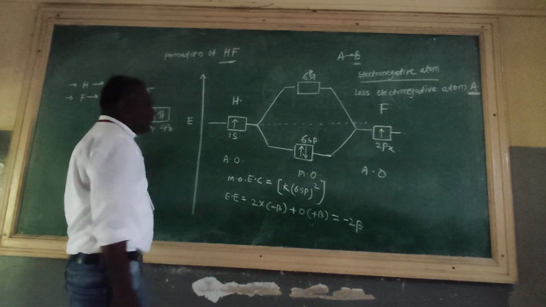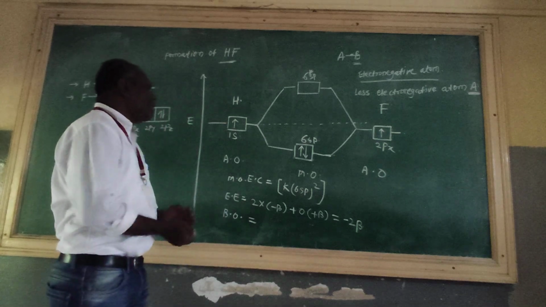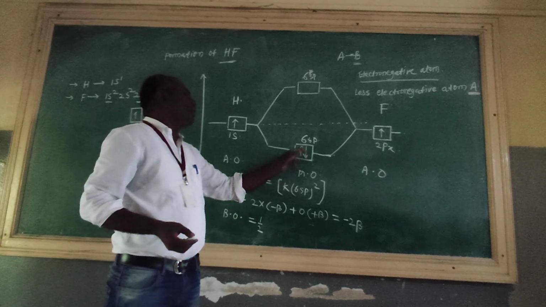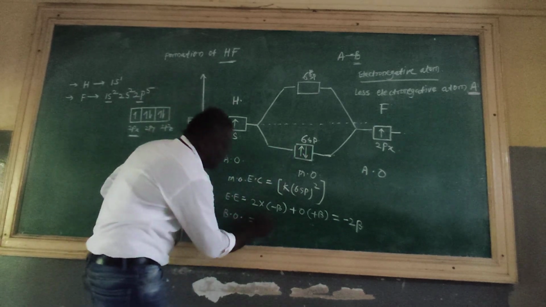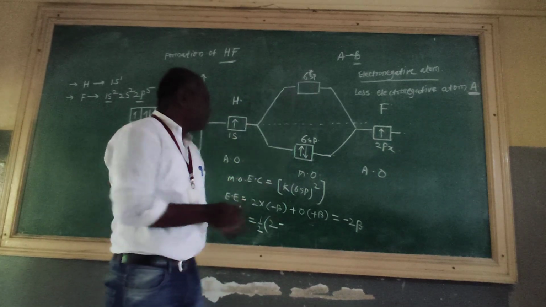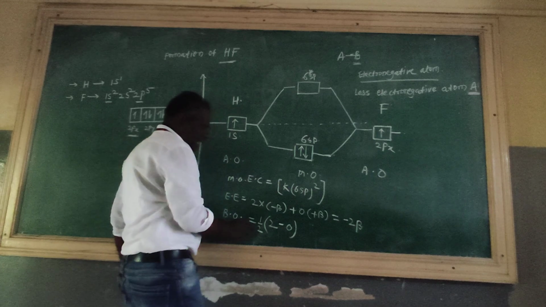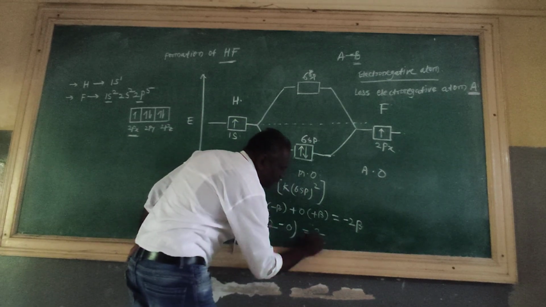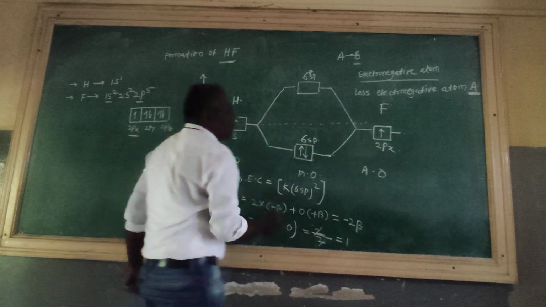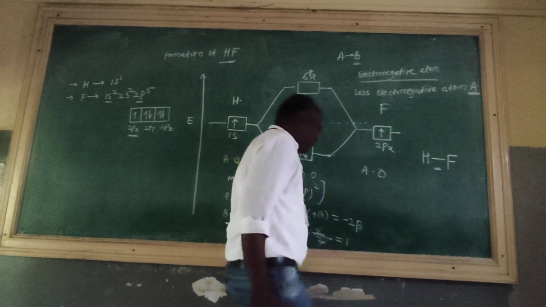Next one is the bond order. Bond order is equal to 1/2 of the number of electrons in the bonding molecular orbital, minus the number of electrons in the antibonding molecular orbital. There are 2 electrons in the bonding molecular orbital. The antibonding molecular orbital has 0 electrons. Therefore, this is equal to 2 divided by 2, which is 1. Therefore, the bond order is 1. While writing the HF molecule, we will write hydrogen fluoride, the bond order is 1.